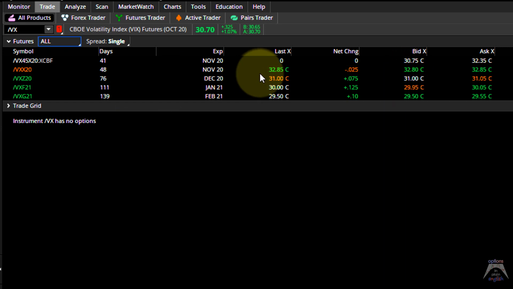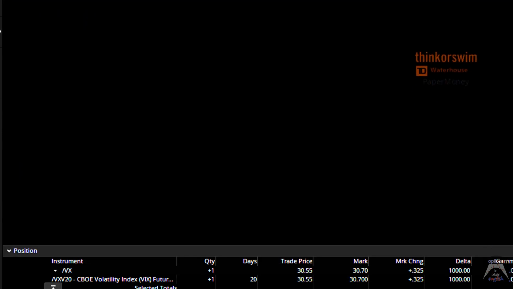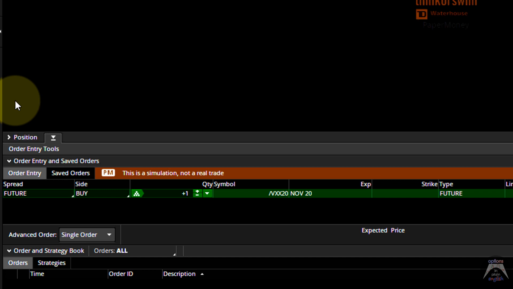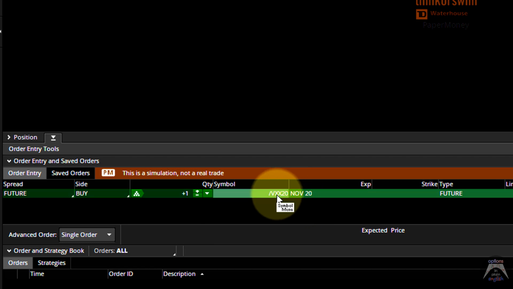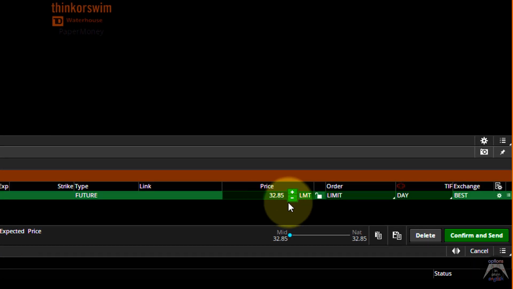Okay, so we're going to buy the November one, and if you want to buy it, you click on the ask. Now we're going to look at this position. We're going to buy one futures contract for November, VXX20, which is the code for the November future. This is not the active one, but we're still going to buy this one, 32.85.